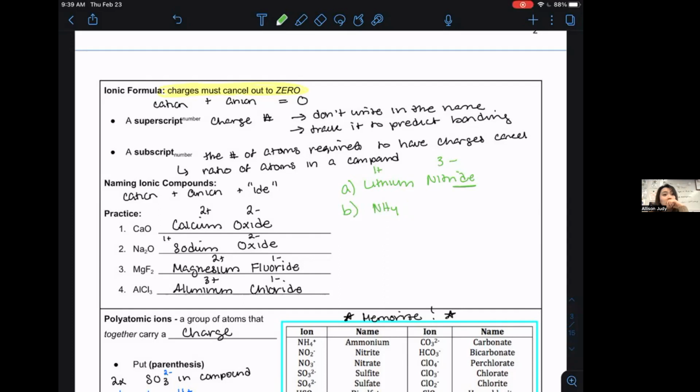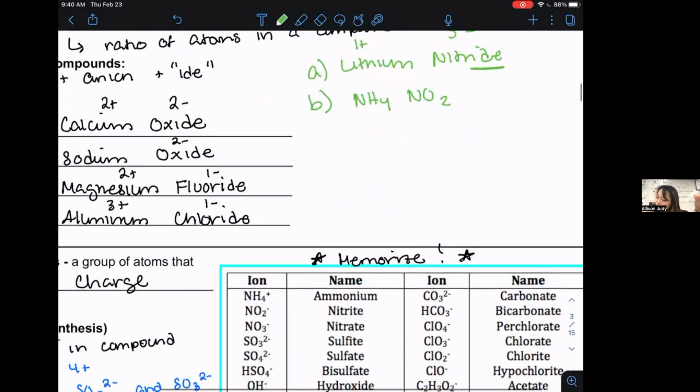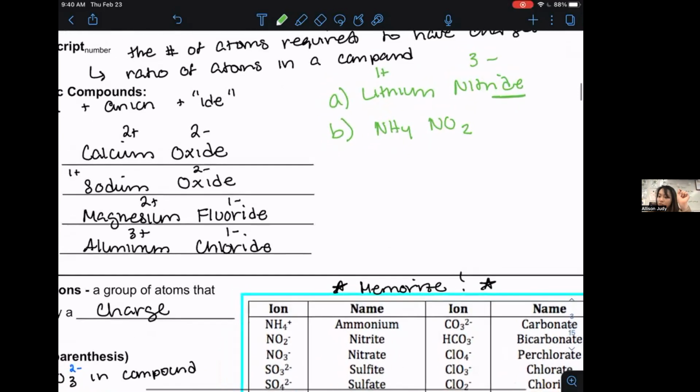Okay. +4 charge. NH4. What else? What's the rest of it? Okay, NO nitrite. Okay, I see what you're saying. Down here, nitrite is NO2 with a 1- charge. That's a little 2. Okay, so let's go over this. You have the parts. You have an NH4 and you have an NO2-.